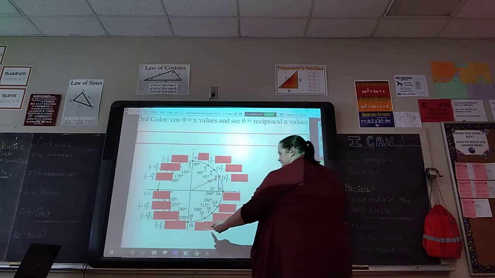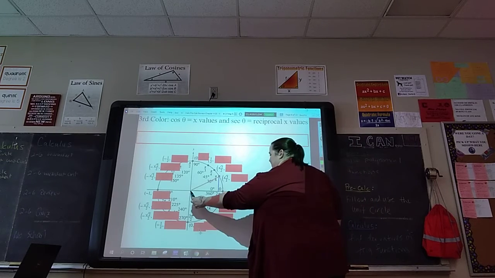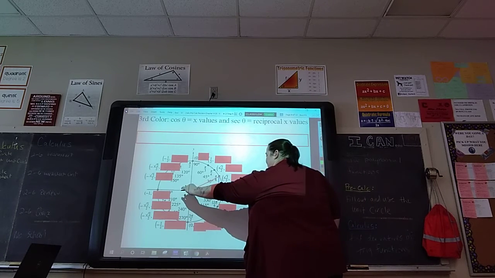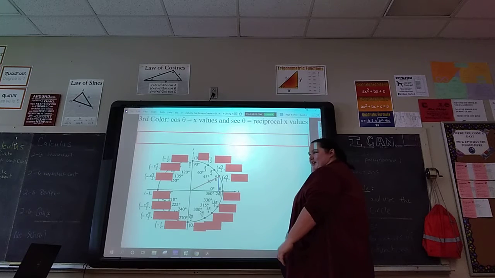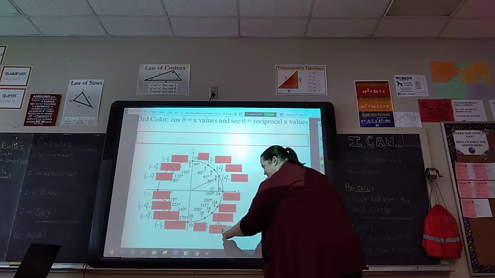Do they stay negative or do they become positive? Alright, so now we're going for x values. Now we're going right again. So are they going to be positive or negative? Positive.